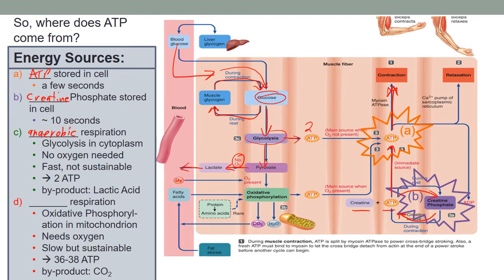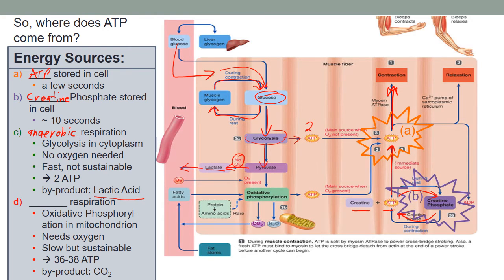Also, the byproduct lactic acid, it's sometimes called lactate and it's sometimes called lactic acid. Lactic acid can build up in your muscle cells if you make it too quickly, and that can cause muscle burn. It's sometimes called a lactic acid burn.